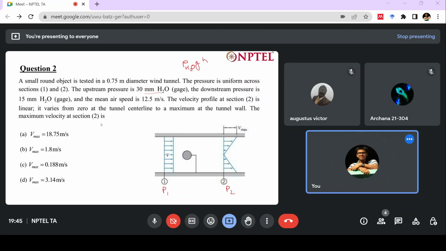So mean airspeed is given as this. So this is what is present here at the inlet. At the inlet, the pressure and the velocity V are given here as 12.5. What we have to do is find this V max here. The velocity profile is being given.